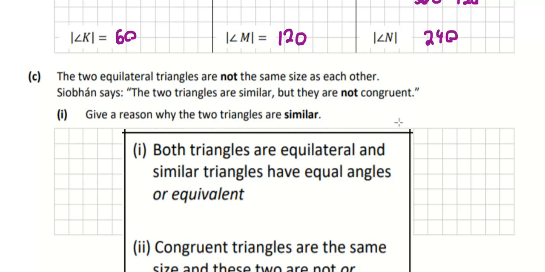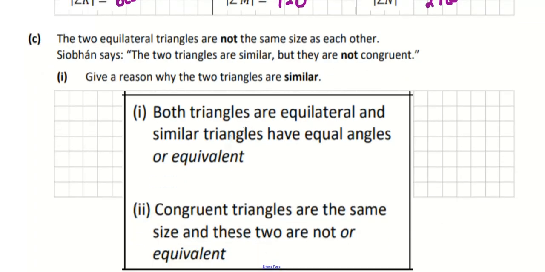However, to be similar, you just have to have equal angles. So because we know that in an equilateral triangle, all the angles are the same, therefore we can say that both triangles are similar. According to the marking scheme, that's what I would write down word for word, but congruent triangles are the same size, and these two are not. That's great. Both triangles are equilateral, and similar triangles have equal angles. Exactly what I said. Cool. Good to go.